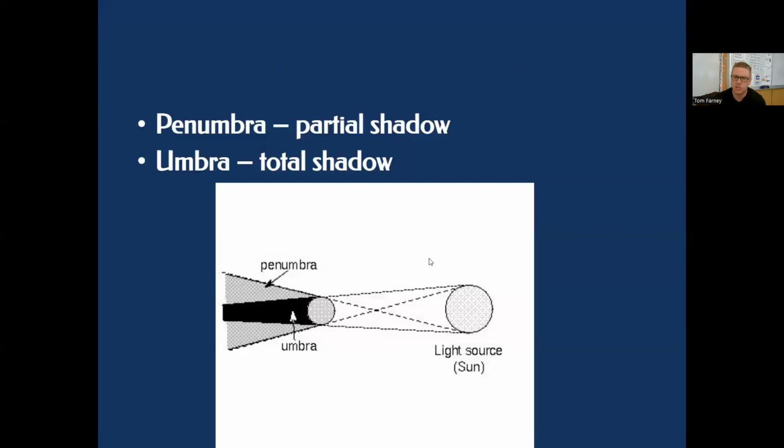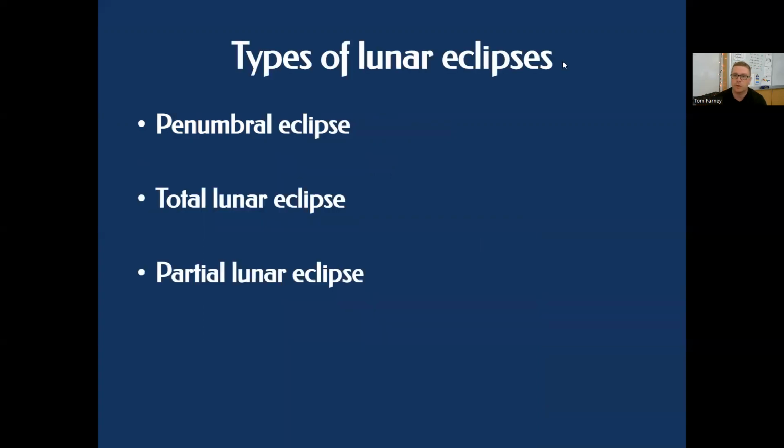This is another image to show the same thing, where the umbra is the total blockage of all of the sun's light by the Earth, and the penumbra right there is just a partial shadow being cast by the Earth. There are 3 types of lunar eclipses that we'll deal with here. We have the penumbral eclipse, we have a total lunar eclipse, and a partial lunar eclipse.